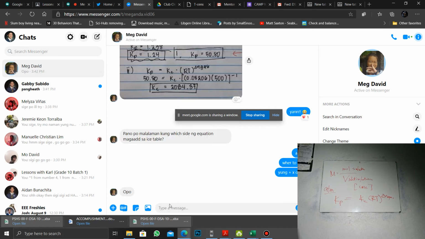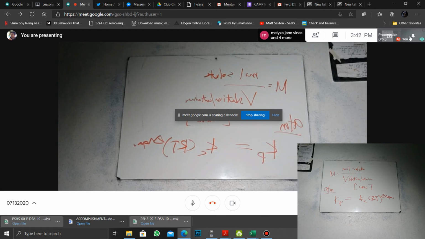Okay, sige. Let me talk for a while ulit. Meron sa inyo nagtanong, sa ice table, di ba, para natin malalaman kung ano yung plus x, ano yung minus x. Most of the time, tingnan mo kung ano yung given na reactant, initial reactant or product. Example, sa number 5A.